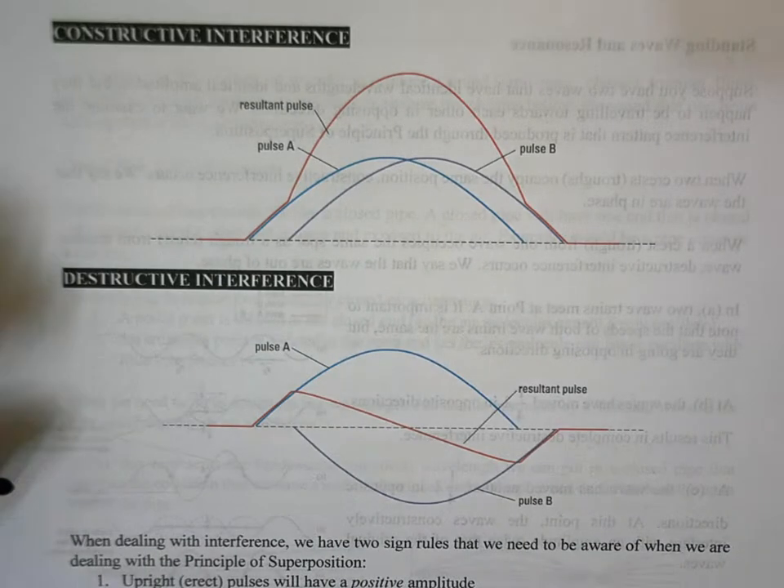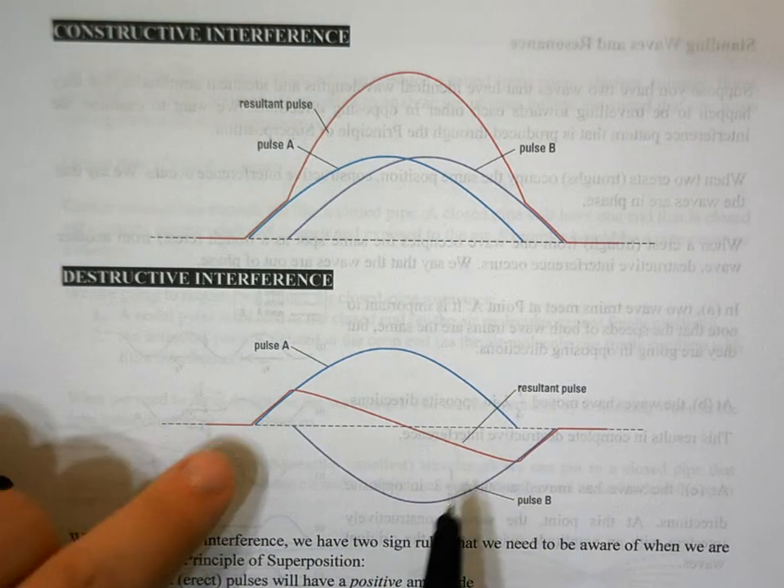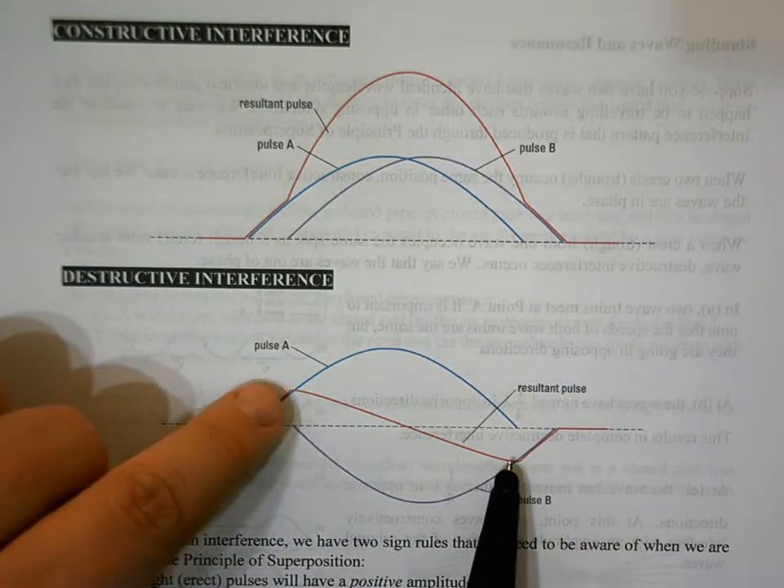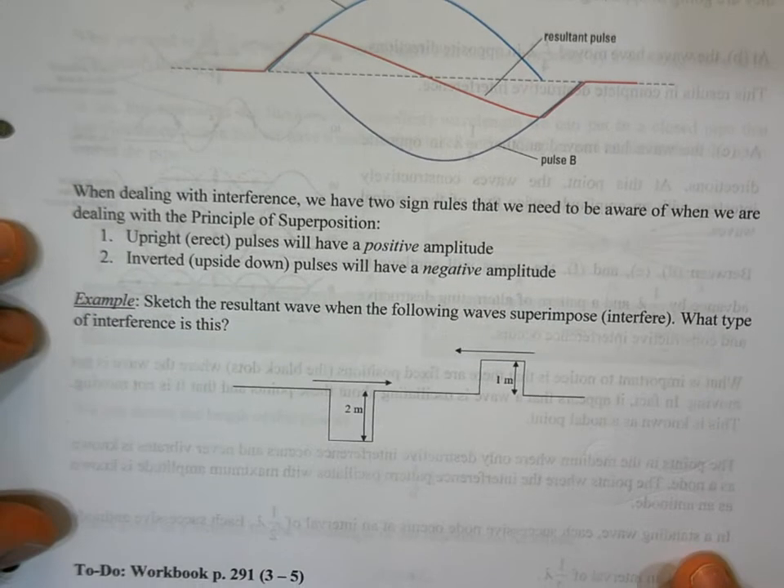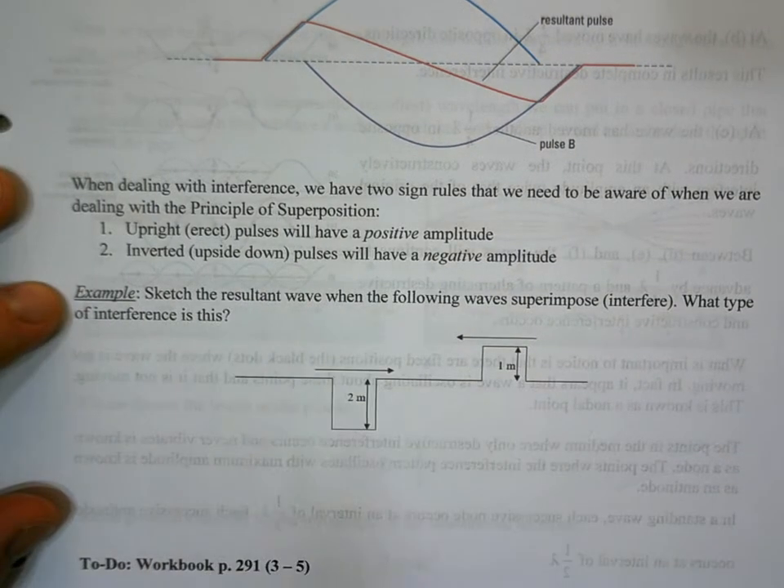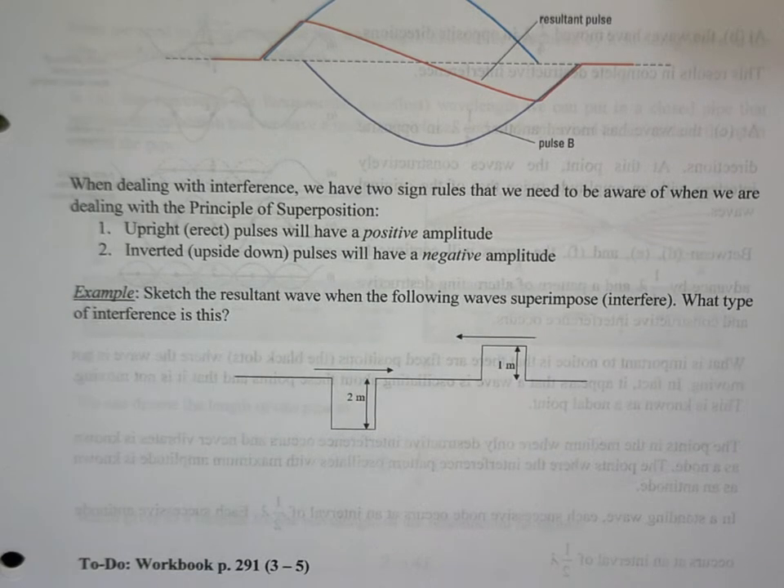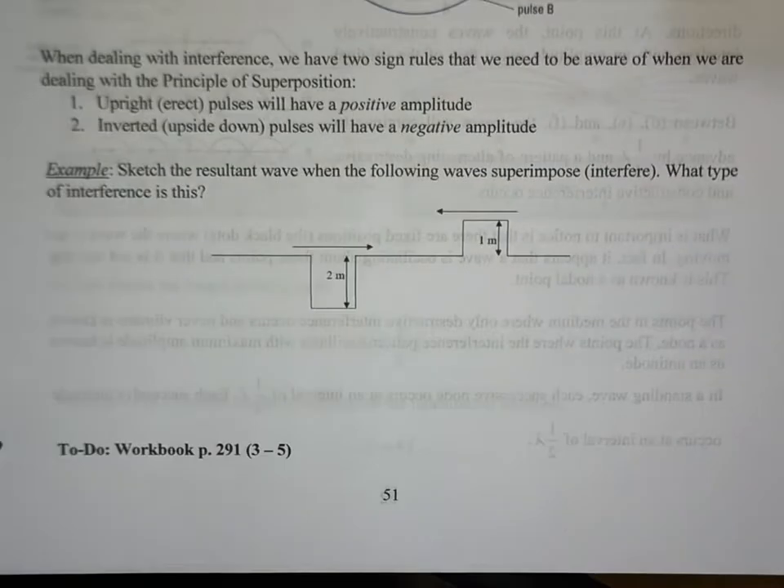So yeah, we have constructive interference here. You'll see our two pulses overlapping to make a bigger wave. And then for destructive interference, you'll see those two pulses combining to make a slightly smaller wave. Again, we can use the principle of superposition to figure out what the resultant wave is. We're going to say that our upright pulses have a positive amplitude. Inverted pulses have a negative amplitude. We want to sketch the resultant wave when these waves superimpose or interfere with one another. And then we're asking what type of interference this is.